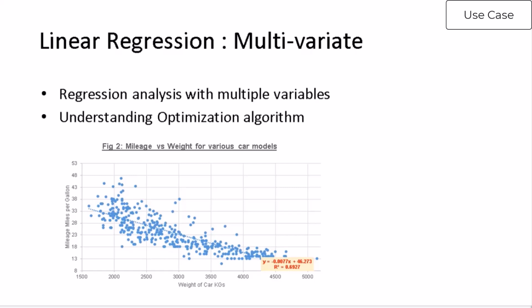Just to get an idea, in figure 2 we can see one such best fitting line generated by Excel along with the regression equation y equal to 0.0077x plus 46.273. We should remember that this correlation is only between two variables, weight and mileage. However, we have seen mileage does not depend only on weight. In general, the input variables are called predictors or independent variables.